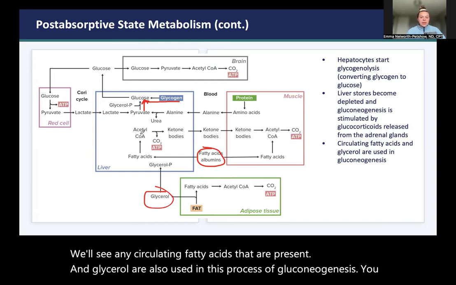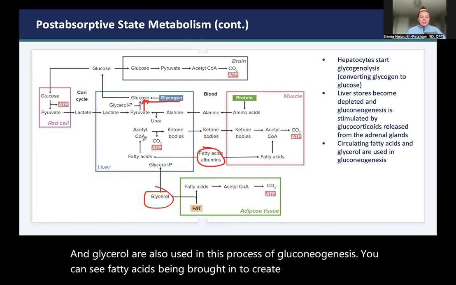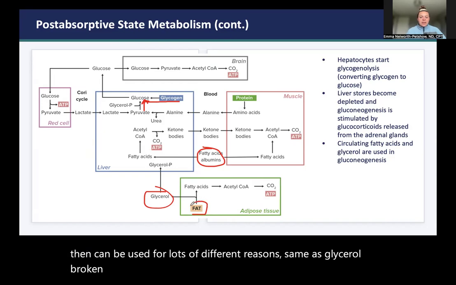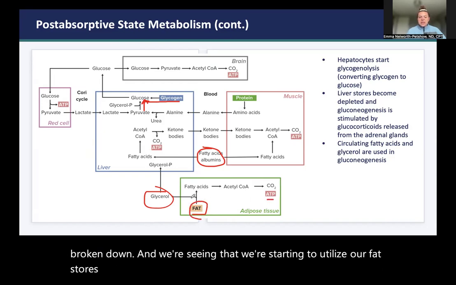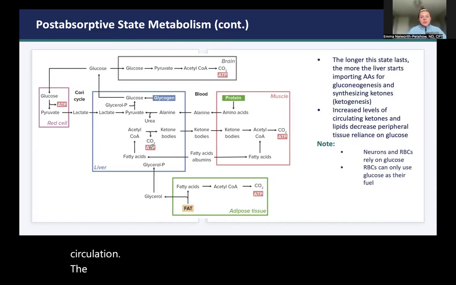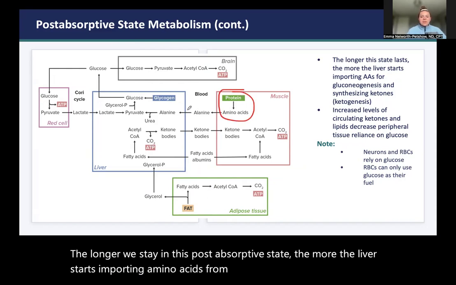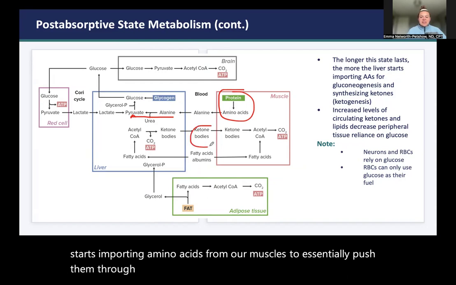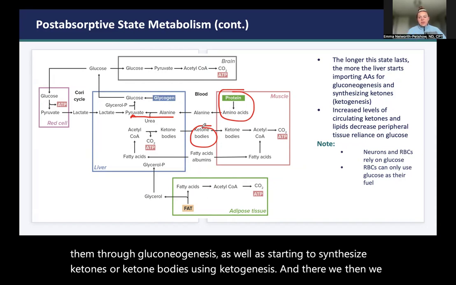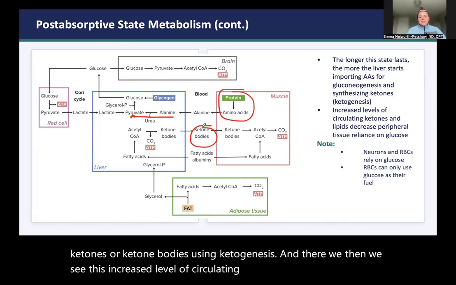So you can see fatty acids being brought in to create acetyl-CoA, which then can be used for lots of different reasons, same as glycerol broken down. And we're seeing that we're starting to utilize our fat stores, creating fatty acids for energy and then for release to circulation. The longer we stay in this post-absorptive state, the more the liver starts importing amino acids from our muscles to essentially push them through gluconeogenesis, as well as starting to synthesize ketones or ketone bodies using ketogenesis. And then we see this increased level of circulating ketones and lipids, and this decreases the peripheral tissue's reliance on glucose.